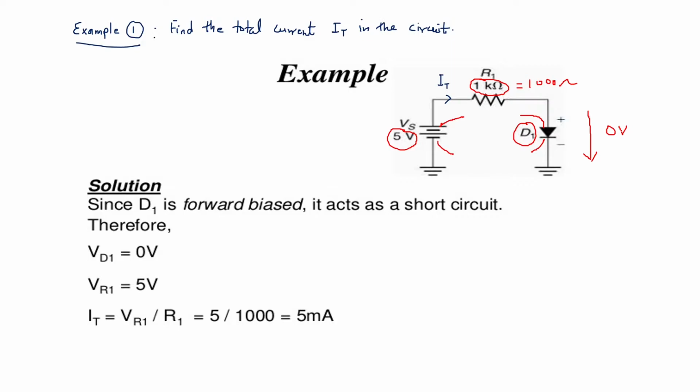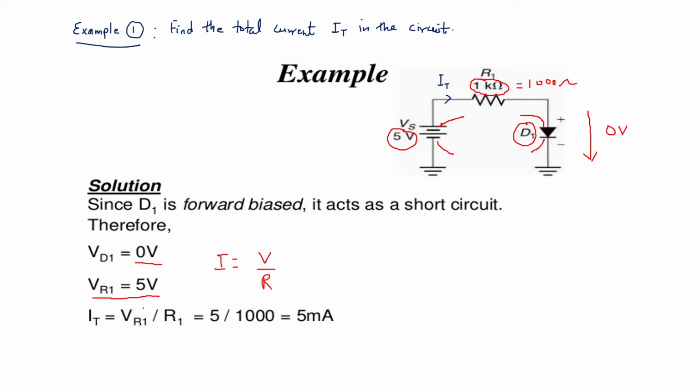Therefore, the voltage across the diode will be 0 volt as shown here. And the main voltage which is applied to the circuit is 5 volt. So here you can see the voltage across the diode is 0 volt and the main voltage is 5 volt. Now to find the current, the formula will be current is equal to voltage upon resistance, according to our Ohm's law. So then what is the total voltage?